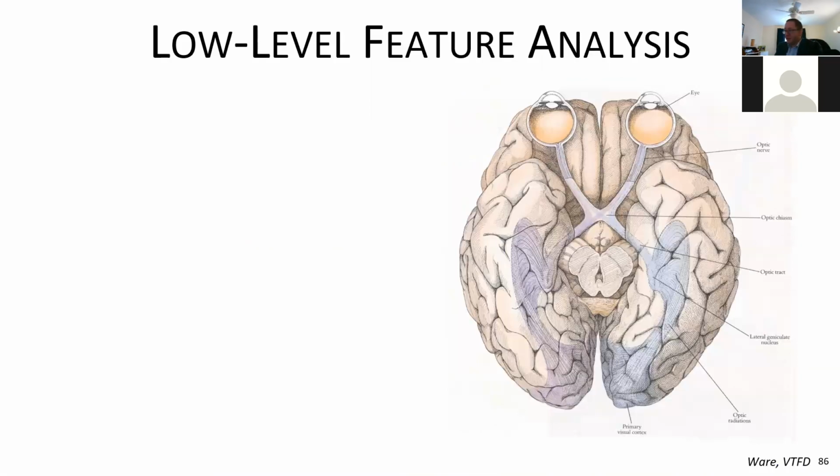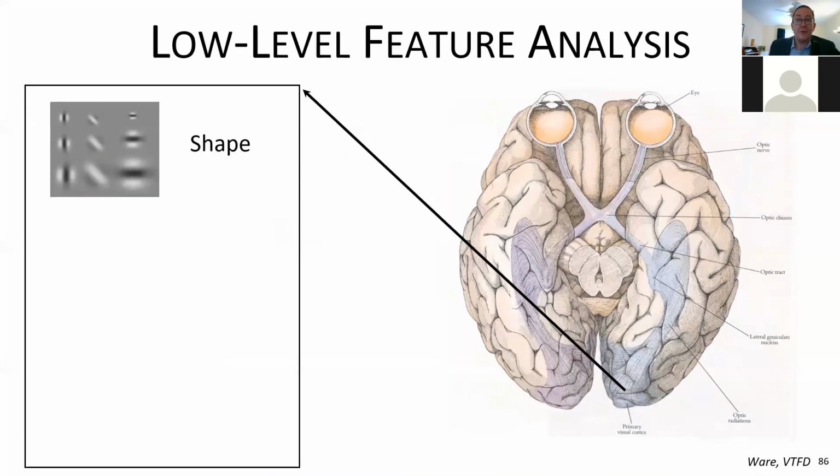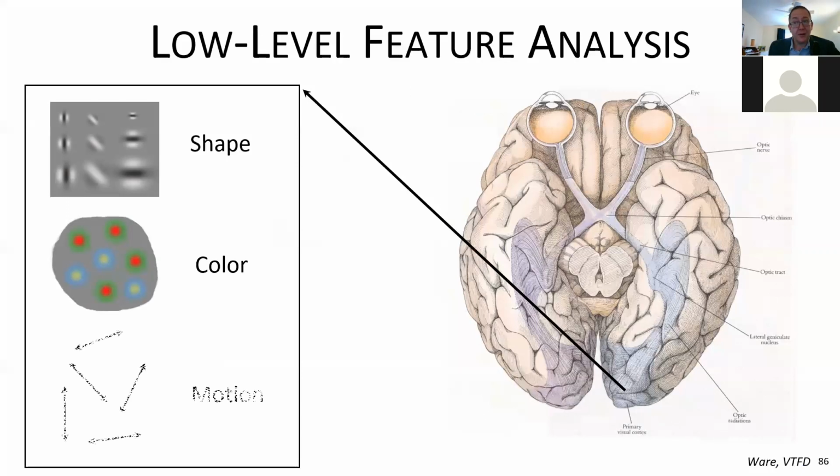So let's do some quick low-level feature processing. So this is our brain. This is where everything's going. And this at the very back, as soon as it comes off the optic nerve, is first level visual processing. I get shape, very, very basic shapes, blobby shapes. I get color, and I get motion.